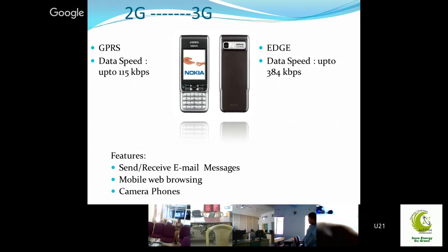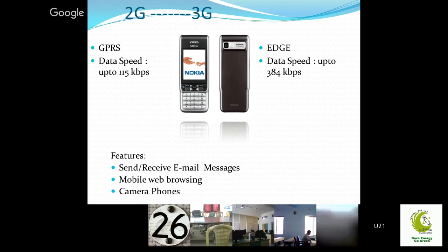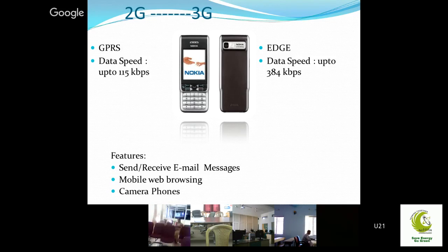If we talk technically, what was the difference? GPRS was using QPSK, while EDGE was using 8PSK. So it was able to support more number of bits in the same channel. Due to higher data rates, we were able to support functions like sending and receiving email messages, mobile web browsing, at that time based on wireless access protocol, and lot many other features were also incorporated into the mobiles like cameras, etc.